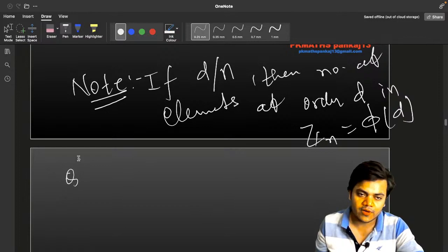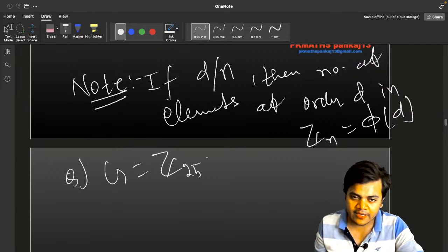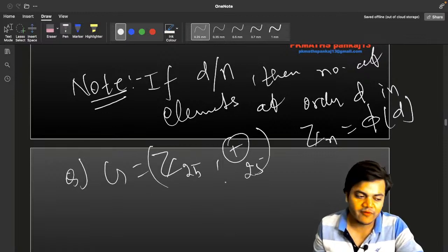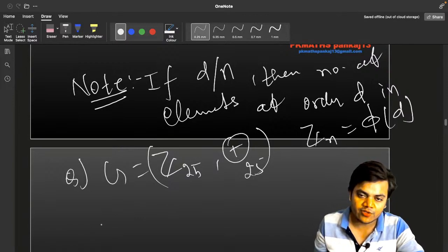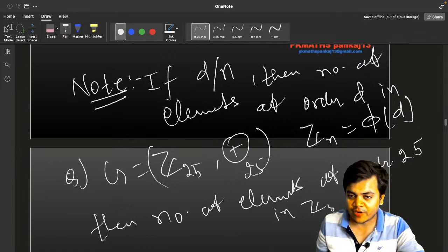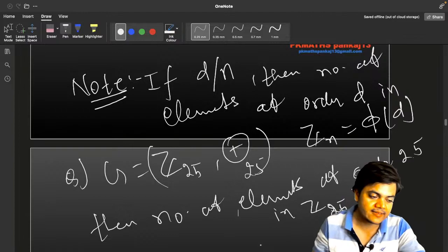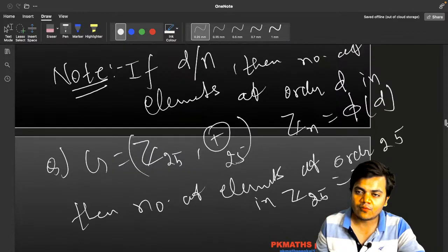Let me write the question over here. Let's say your group G is Z25, and the binary operation is addition modulo 25. Okay, Z25 and the binary operation is addition modulo 25. Then the number of elements of order 25 in Z25 is equal to what? Yes, this is the question. Very simple question, just a one liner you can say. The formula is already given.